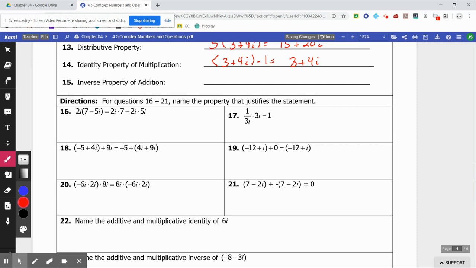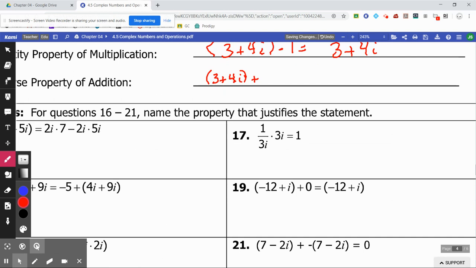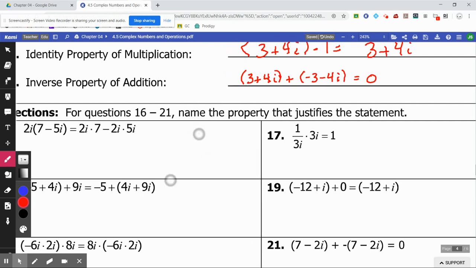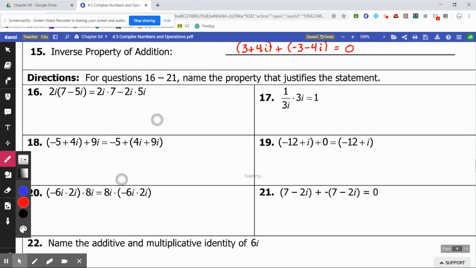The inverse property of addition says that if you add a value to its opposite, so if you add 3 plus 4i to its opposite, let me zoom in a little bit, and the opposite of 3 plus 4i would be negative 3 minus 4i. If you add any complex number to its opposite, then you're going to get the identity element for addition, which is 0. Now, again, let's look at these and let's name the property that justifies each of them.